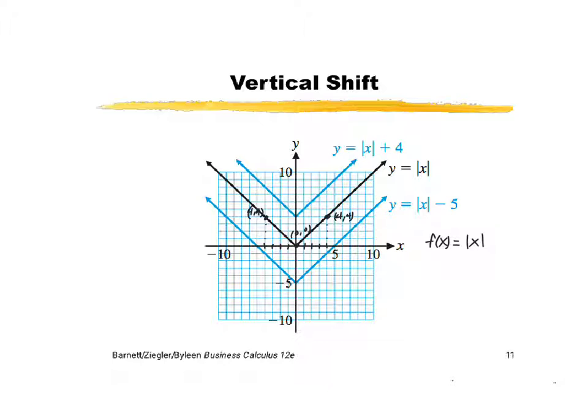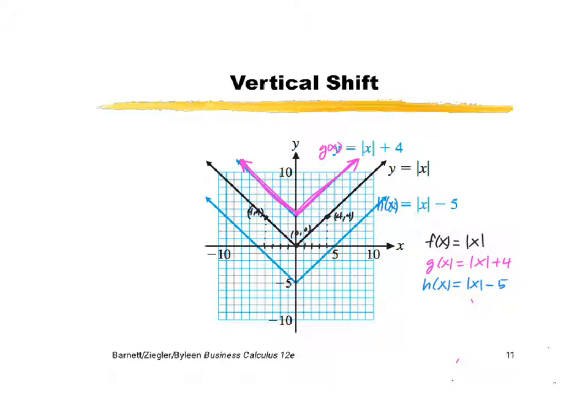Okay, so we have g of x, which was the absolute value of x plus 4. So let's call this one g of x. Okay. And then we have h of x, which was the absolute value of x minus 5. Okay, and we'll leave that since it's already in blue. So let's put h of x equals the absolute value of x minus 5.